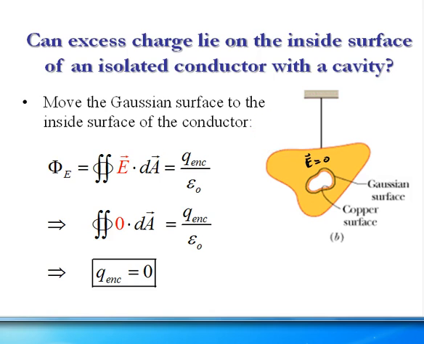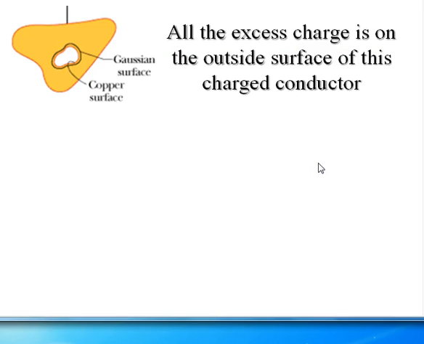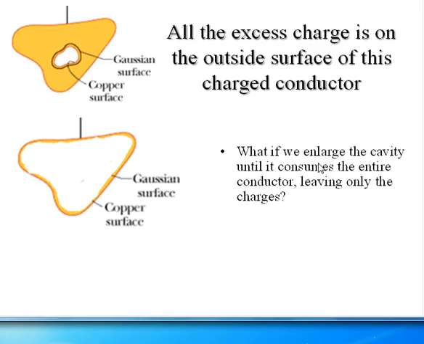And even if we take this Gaussian surface and we continue to move it, even just inside the cavity, we're still enclosing no charge. If it's right on the inside surface, the electric field is still 0. So all that charge must reside on the outside surface of the charged conductor. All the excess charge is on the outside surface. What if we take none on the inside surface?